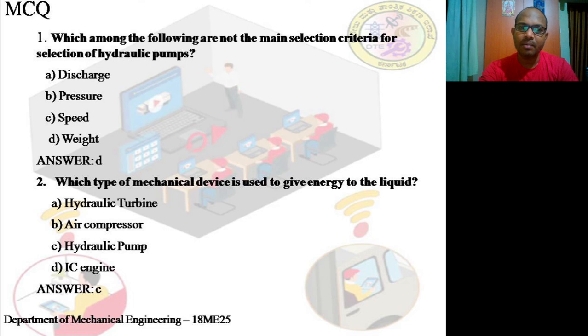Which type of mechanical device is used to give energy to the liquid? Obviously, it is a hydraulic pump. No need to discuss it further, because a hydraulic turbine is nothing but power generating. Air compressor and IC engines also don't come into the picture. So it is a hydraulic pump which is used to give energy to the liquid. Air compressor is for gases. IC engine is an engine, not a pump.